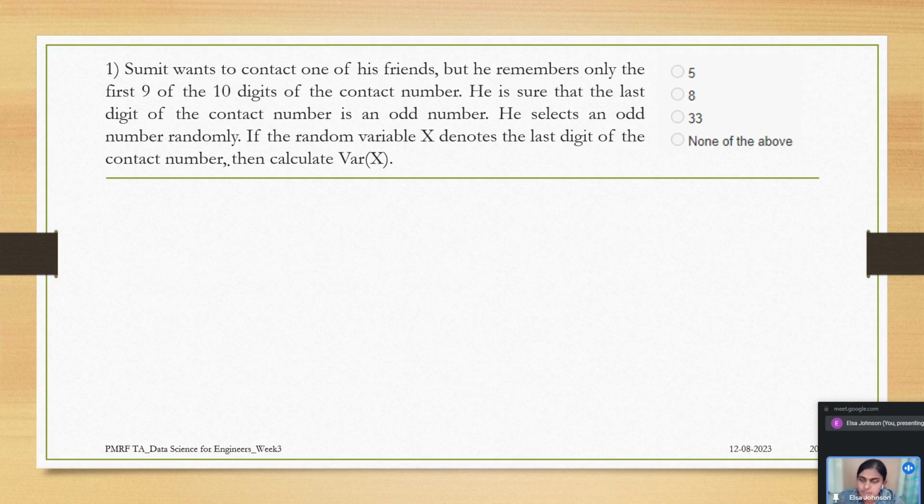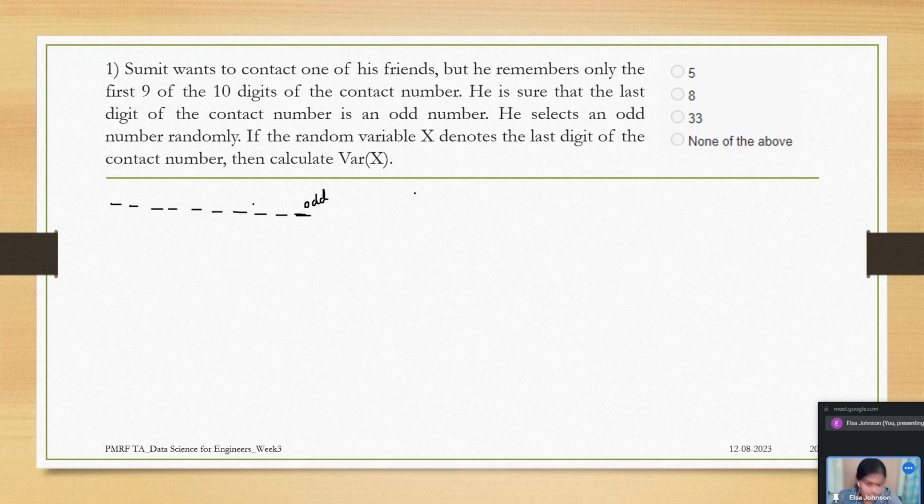Has anyone solved this question? So how will you start this one? He has a number with 10 digits and the last digit he doesn't remember, like 1 2 3 4 5 6 7 8 9 10. This last digit he doesn't remember, but he knows that it is an odd number. He selects an odd number randomly. So if the random variable x denotes the last digit of the contact number, then calculate the variance of x.